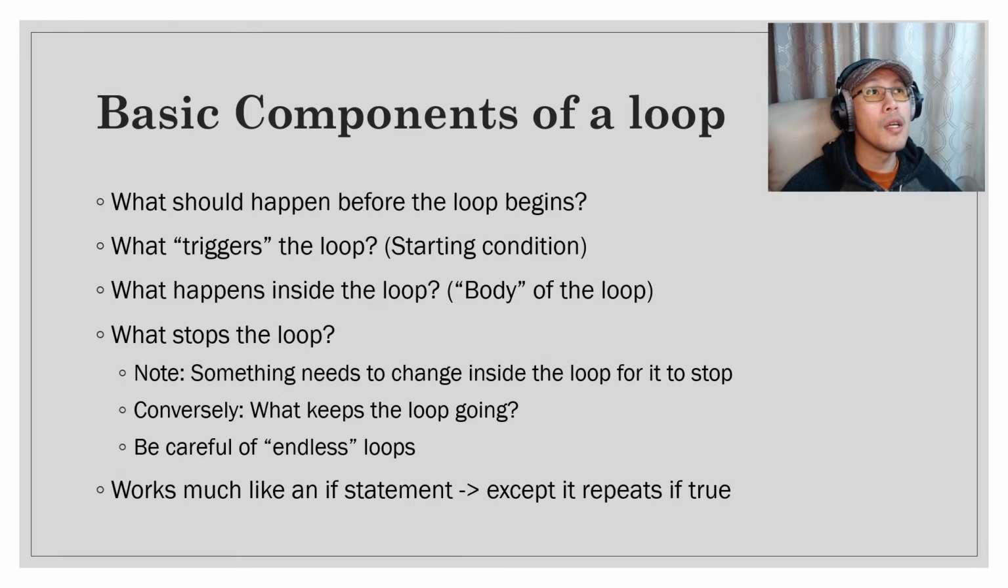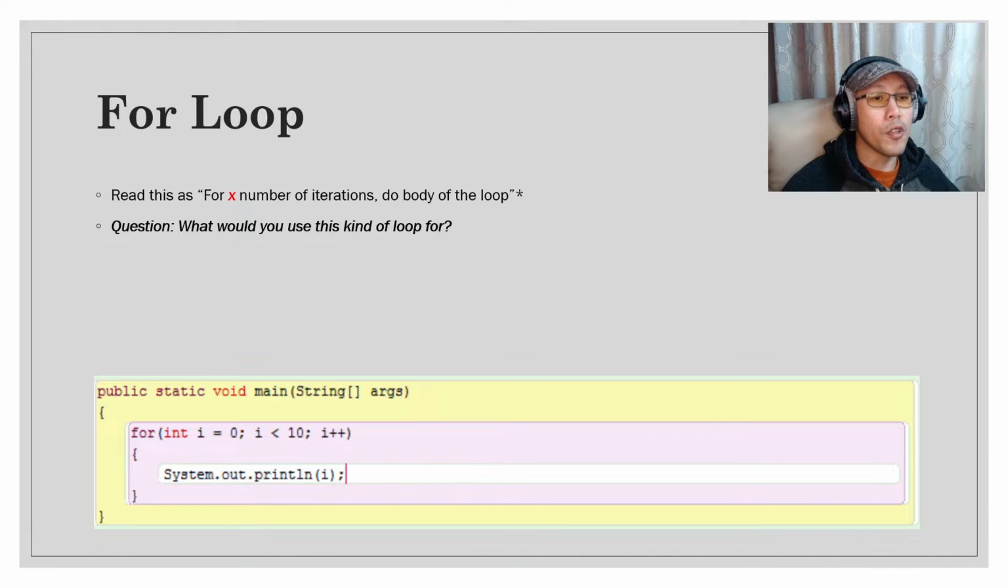All right, so let's talk about the basic components of a loop before we begin. As before, the basic components of a loop are what should happen before the loop begins, what should be the thing that triggers the loop, that starts the loop in the first place, and what happens inside of the body of the loop. And eventually the loop needs to stop, because otherwise the loop keeps on going and you end up with endless loops, which is not a good thing.